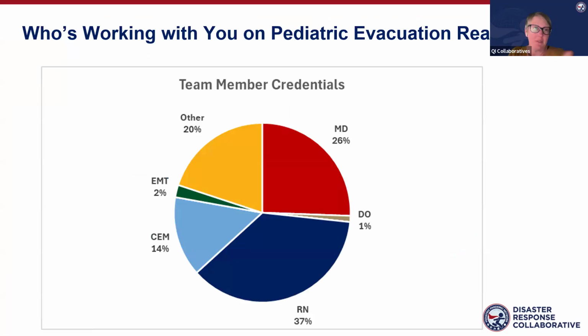And then we look at the credentials, and we've heard from everybody as far as who is here today. About 37% are RNs. We have around 27% physicians. And then we also have our certified emergency managers and our EMTs as well. As far as other, we are looking at administration, C-suite, pharmacists, and respiratory therapists. Those are the four big buckets, but as we've heard today, there are many, many roles.